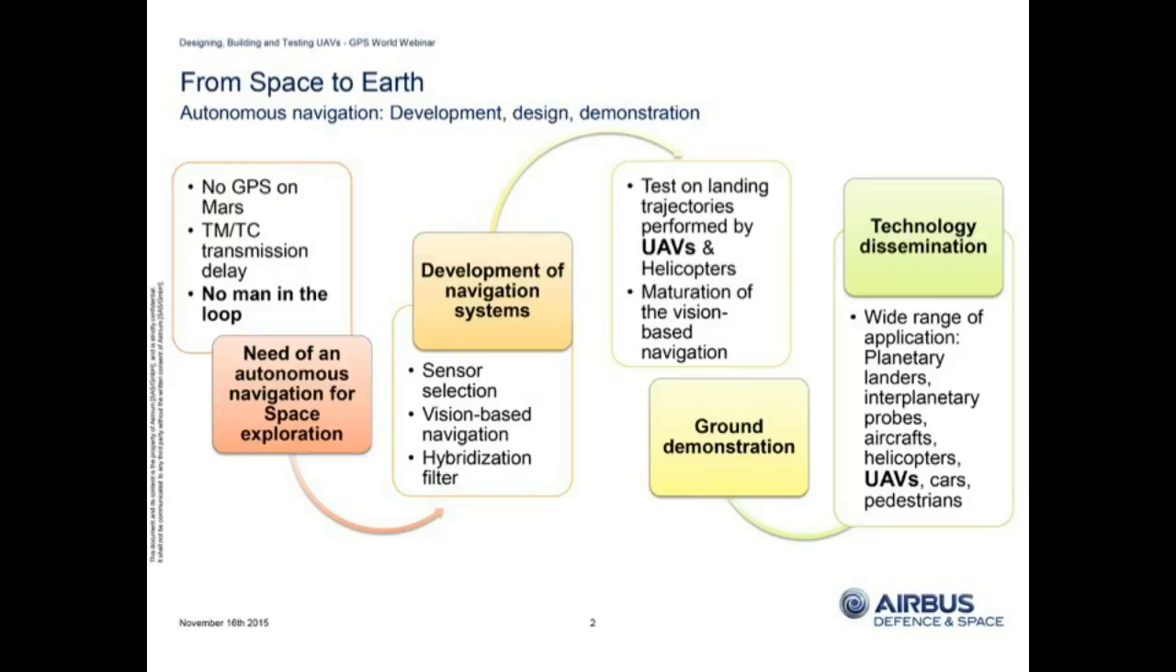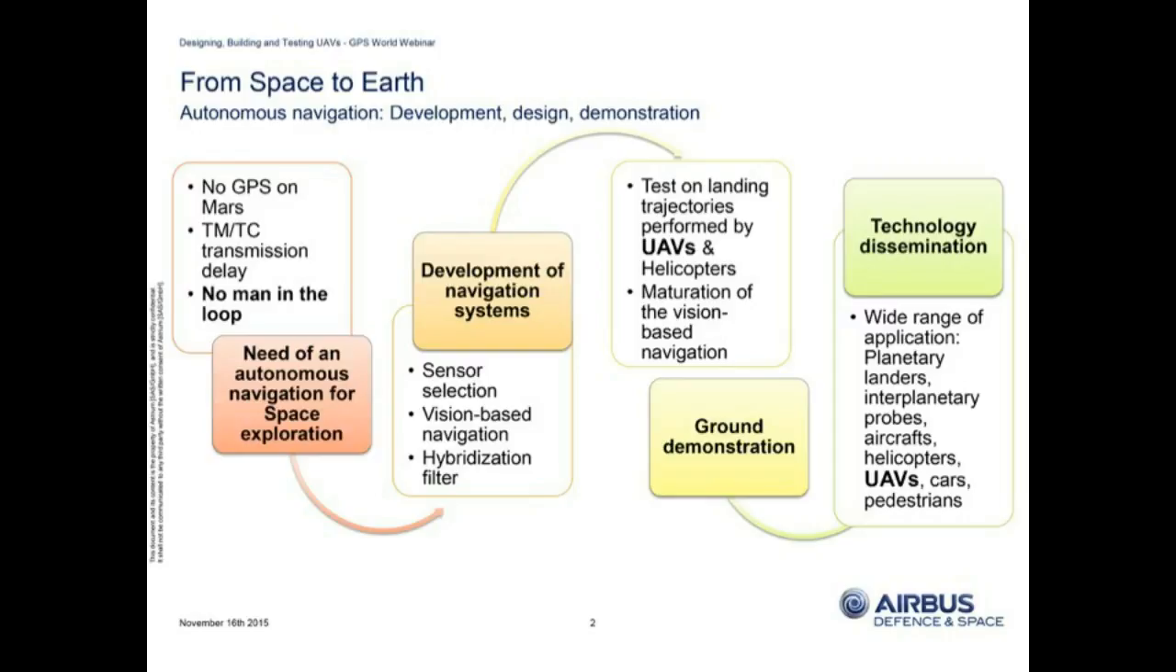So 15 years ago, we started working on autonomous navigation solutions for space probes. We're landing on Mars, on the Moon. And we needed an autonomous navigation, no GPS, of course, and no control from a man. And so we developed some solutions based on some sensors. As you will see, it's mostly based on cameras because it doesn't require much power. It's quite light, and we've made some ground demonstrations after that.